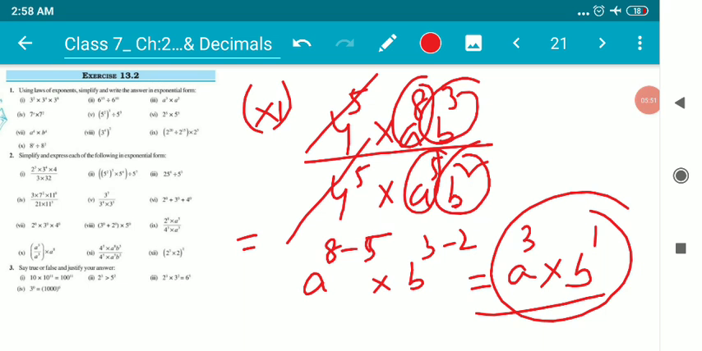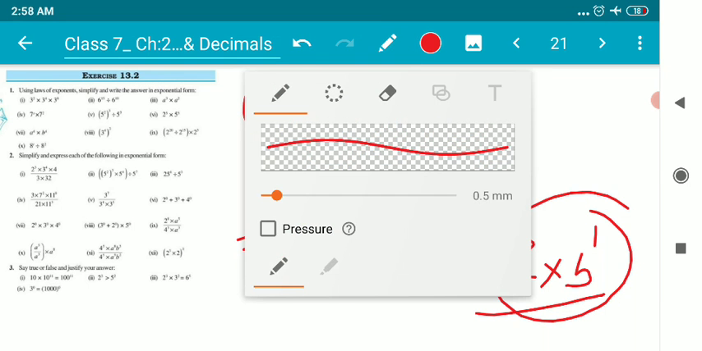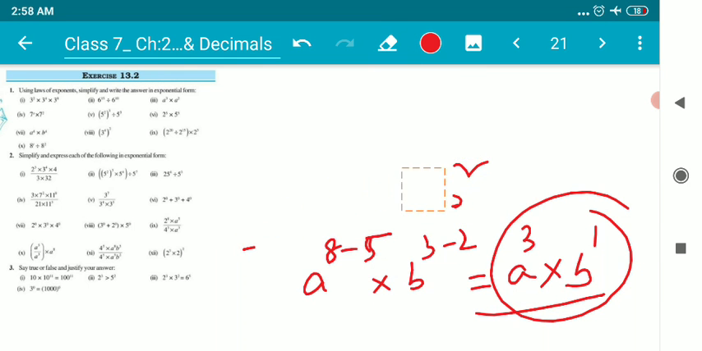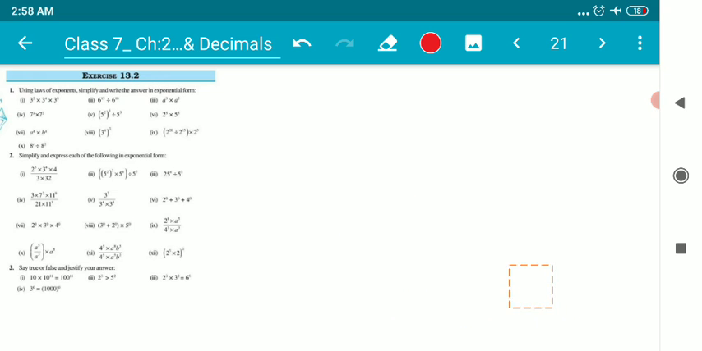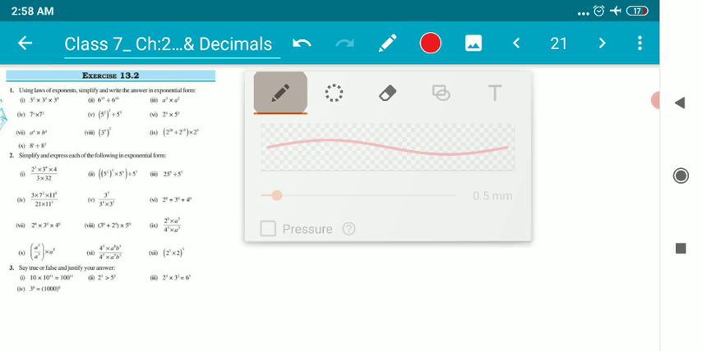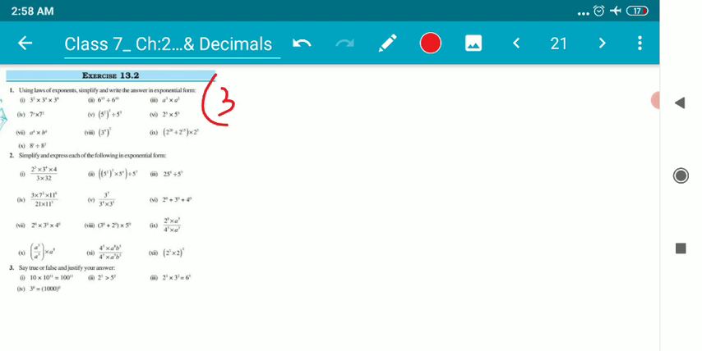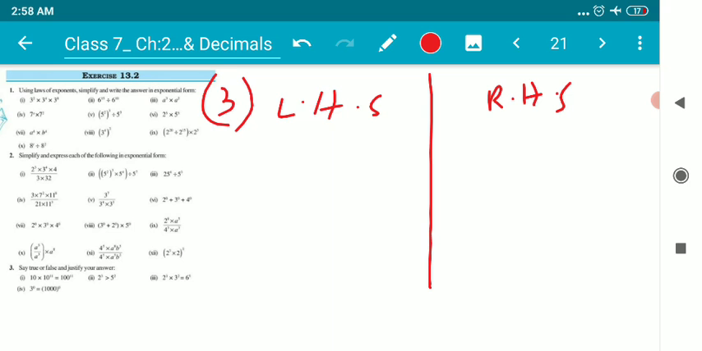Okay, children. Now, without wasting time, I'm going to straight away start question number 3. Children, very simple. We need to prove whether LHS, left hand side, is equal to right hand side or not. Okay, the brilliant questions are given here. So first, left hand side is 10 into 10 to the power 11.